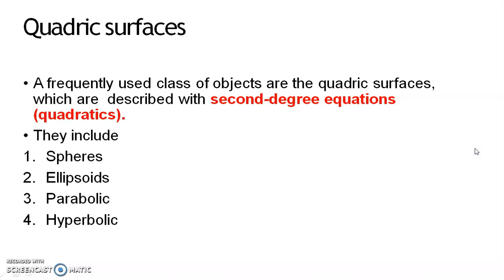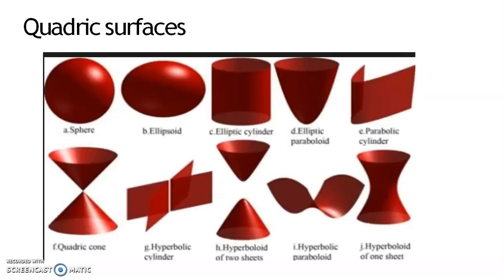Quadratic surfaces are a frequently used class of objects which are described with second degree equations. That is quadratics. Second degree equations we can call quadratics. These include spheres, ellipsoids, parabolic and hyperbolic surfaces.